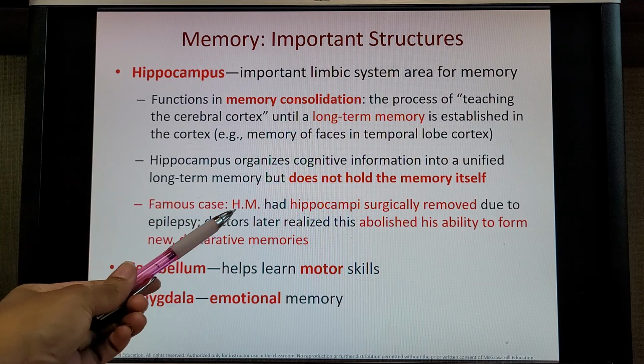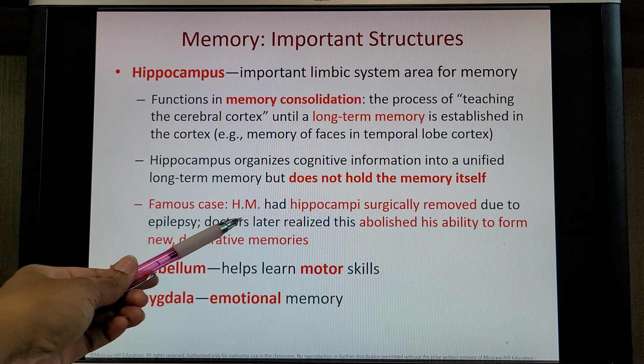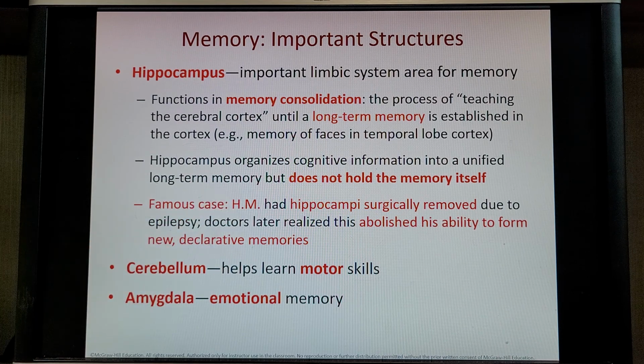So going back to our patient, now we have a little bit more patient privacy, so we're dealing with initials now. So this patient, initialed HM, had surgery to remove both of their hippocampi, so the hippocampus on each side. And this got rid of his ability to form new memories. So he could remember stuff from the past, because those are already in long-term storage, but because he no longer had his hippocampus, he could no longer create new memories.